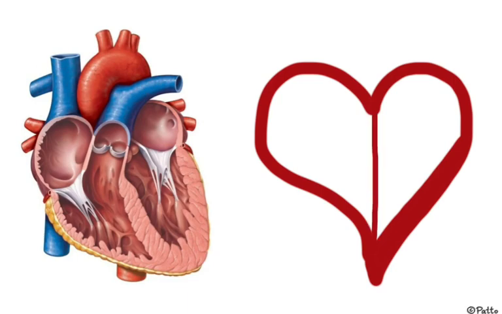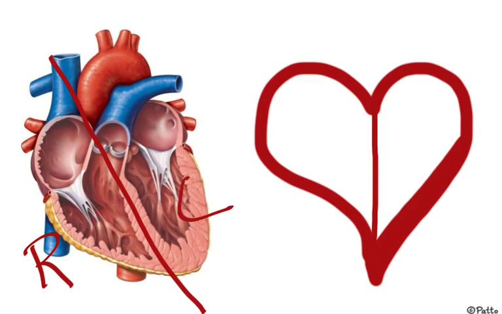First of all, the heart is divided in two sides. You have the right side and the left side. Remembering that the right side is the right of the paper, the right of the one that's laying on the table. So this one is going to be the right, this one is going to be the left side. So the heart is divided in two.